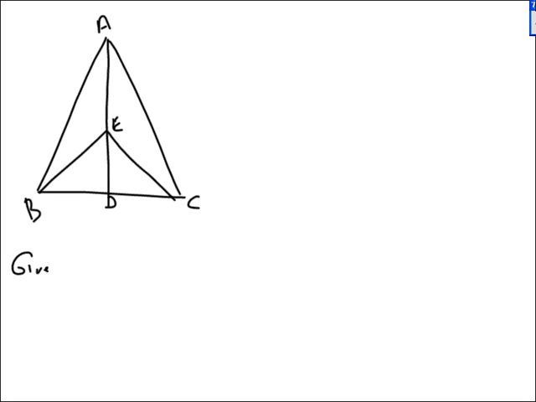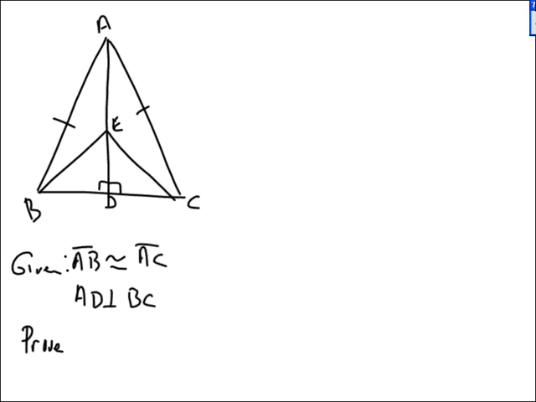And of course, this comes with some givens. You are given that AB is congruent to AC. AB, AC, equal. You are given that AD and BC are perpendicular. That means right angles. And you are asked to prove that triangle BEC, the one in the bottom, is isosceles. You want to prove that this triangle right here is isosceles.